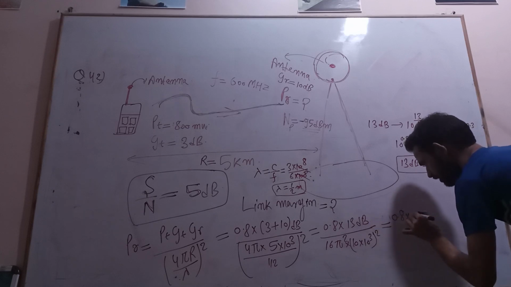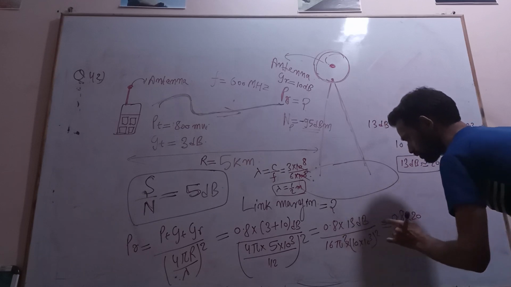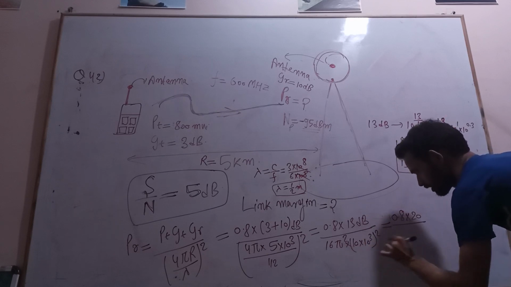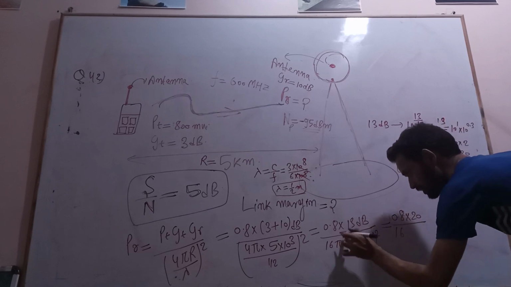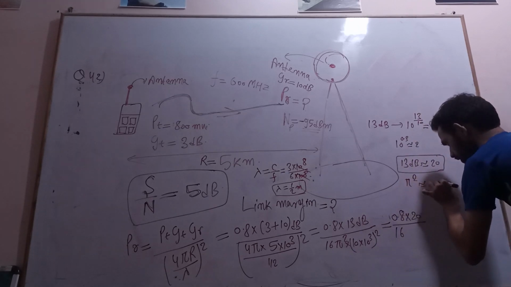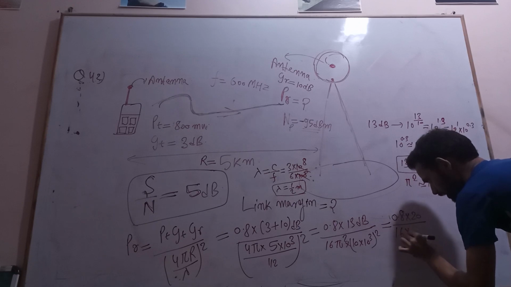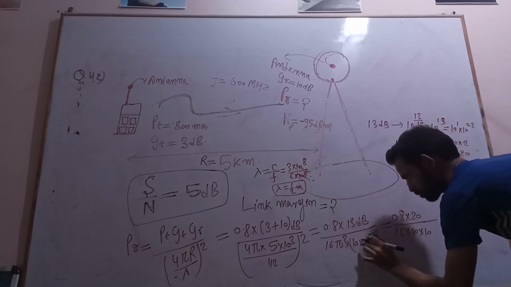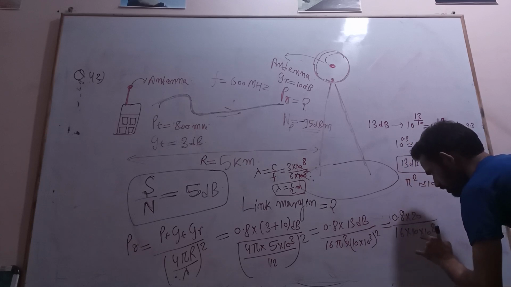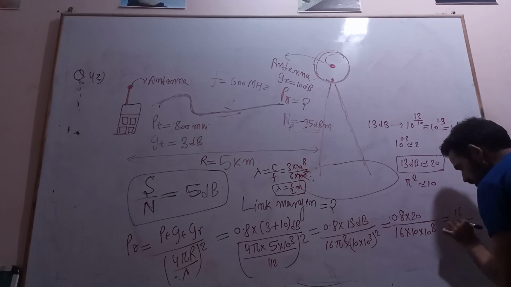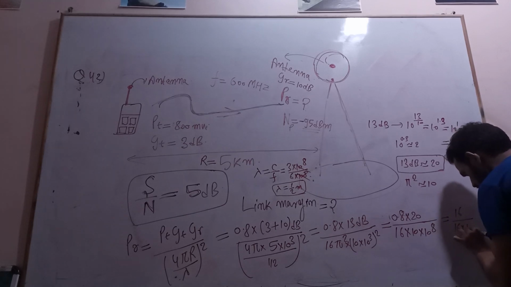So now you can write here 20, divided by 16 pi square. Pi square value is approximately equal to 10. So 16 into 10, into 10 to the power 4 is 10 to the power 8. So now see here, 16 divided by 16 into 10 to the power 9. 10 to the power 9.